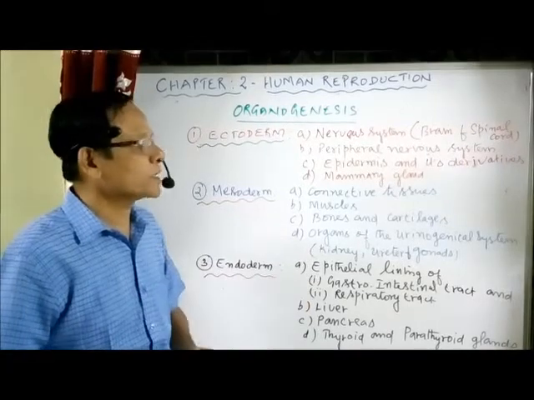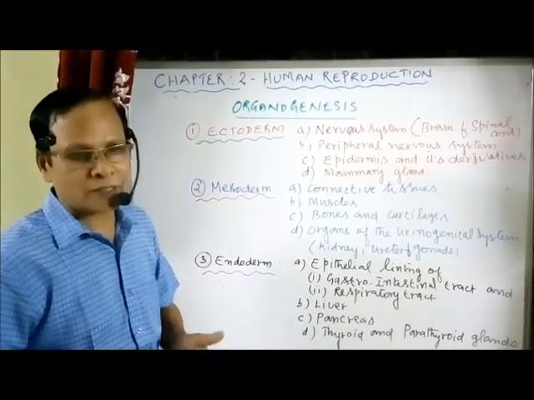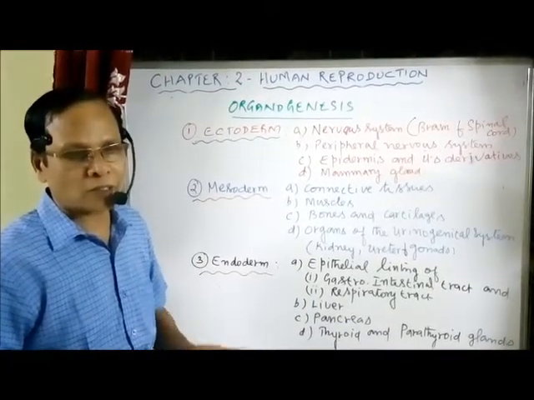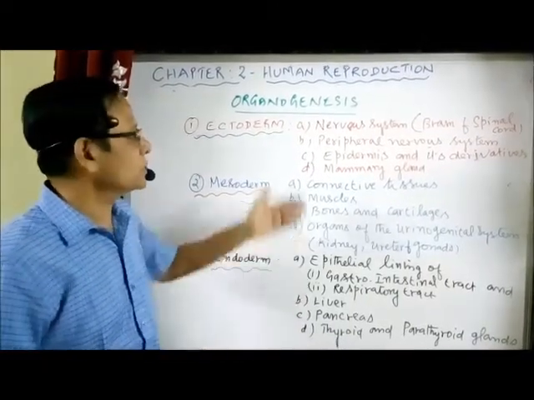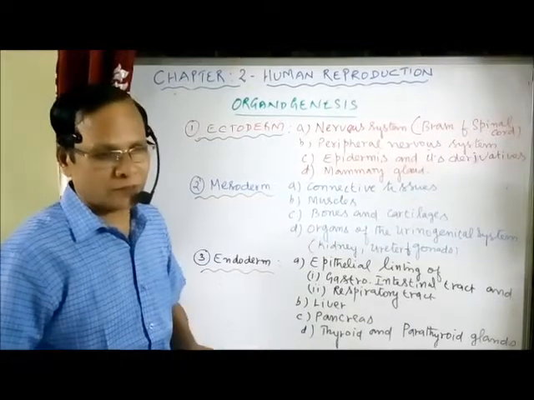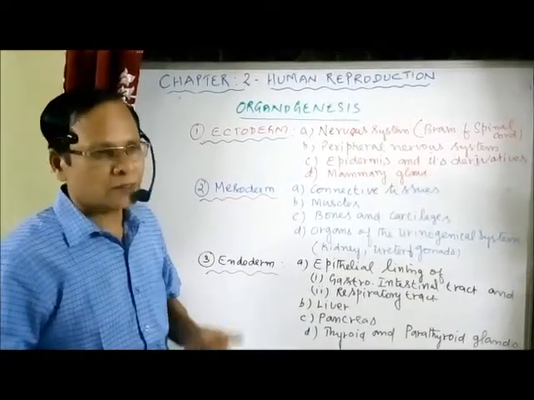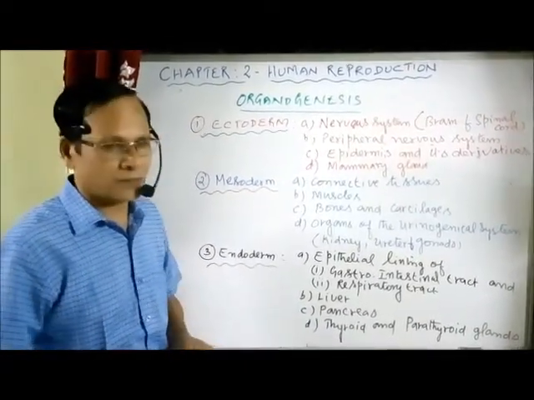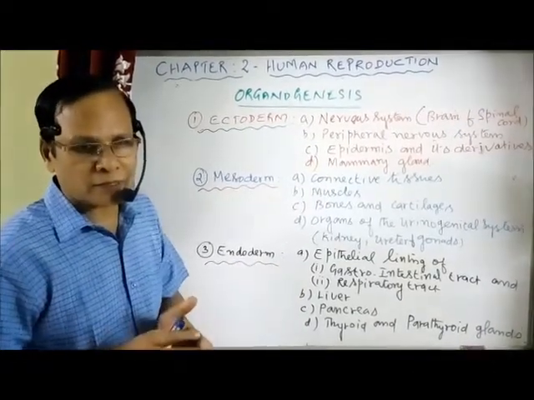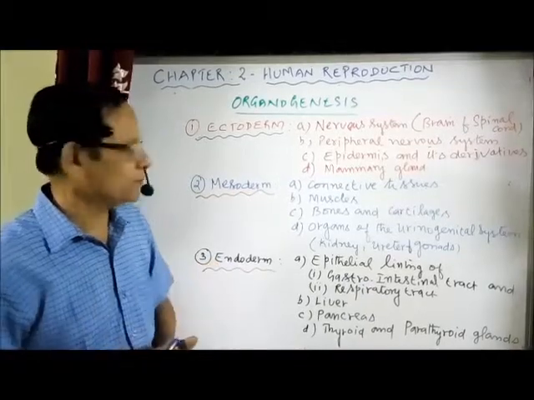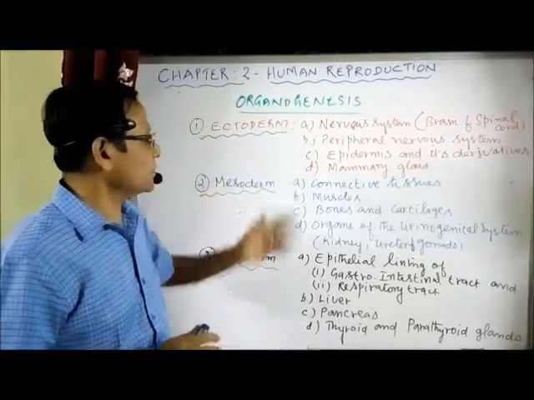Then the epidermis and its derivatives, that is the nail, the hair, the claws, the feathers in the case of birds, not in the case of humans. So epidermis and its derivatives, the various glands, hairs, nails, etc. Also the mammary gland. The mammary gland is nothing but a modified sweat gland. So these are all the ectodermal derivatives.